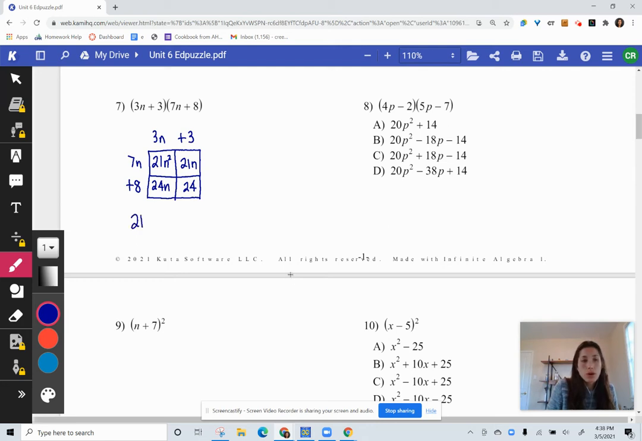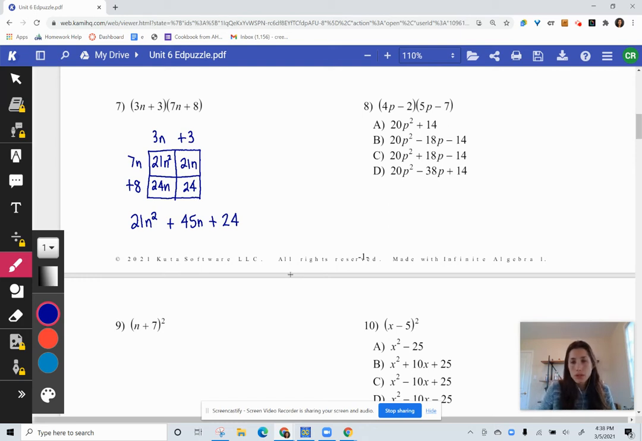So 21n squared has nothing to combine with it. There's no other squared terms. We have 21 and 24. Those are going to add to 45. Plus 24.